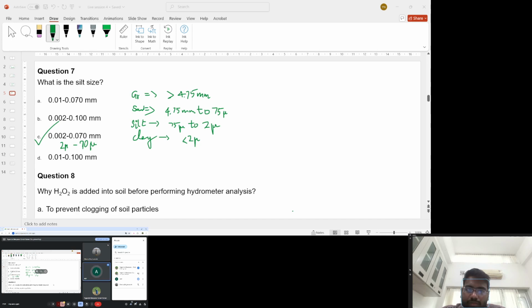Normally, silt which is available in the sea coast is a salted one. We don't use it. That silt is very sensitive. So when you disturb it, its entire strength will collapse. The salt will leach out and its entire structure will collapse.